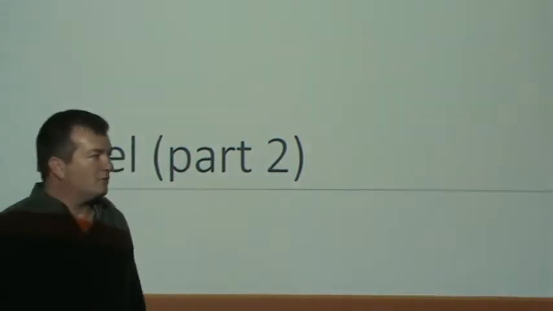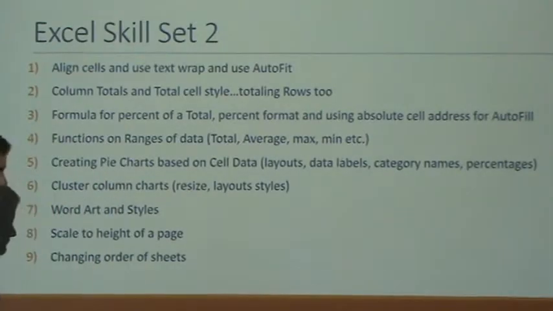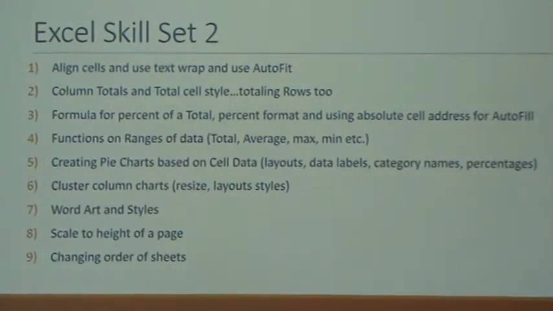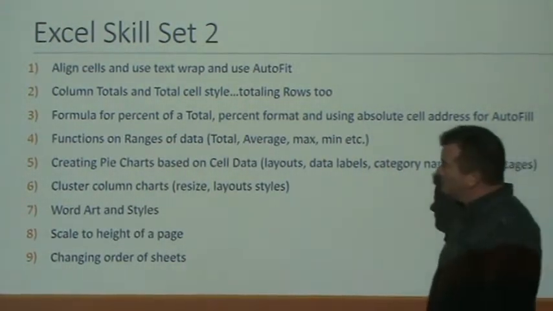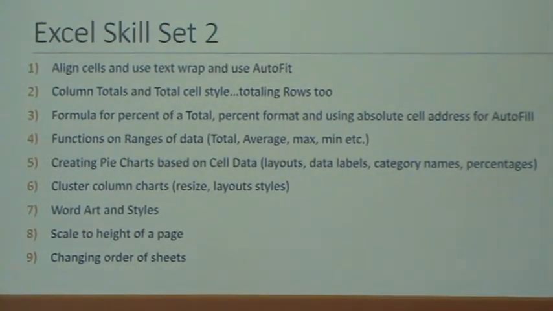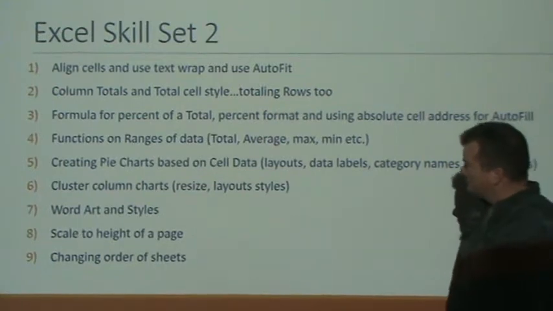Okay, so it looks like we're ready to move on to our next set of skills. The things we're going to go over are listed here. Aligning cells and using text wrap and using Autofit. Column totals and total cell styles.